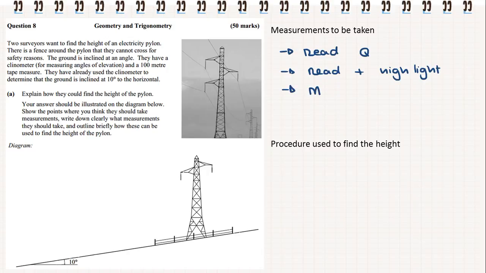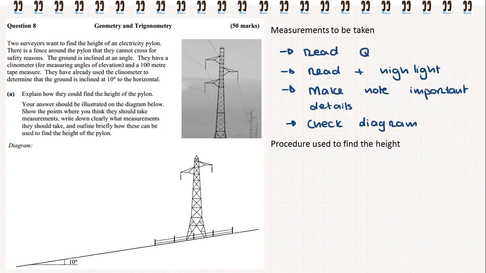After that, we're going to make a note of any important details. These are usually the numerical details. And then we're going to check and see that the diagram has all of this information. So do we need to add anything onto the diagram?